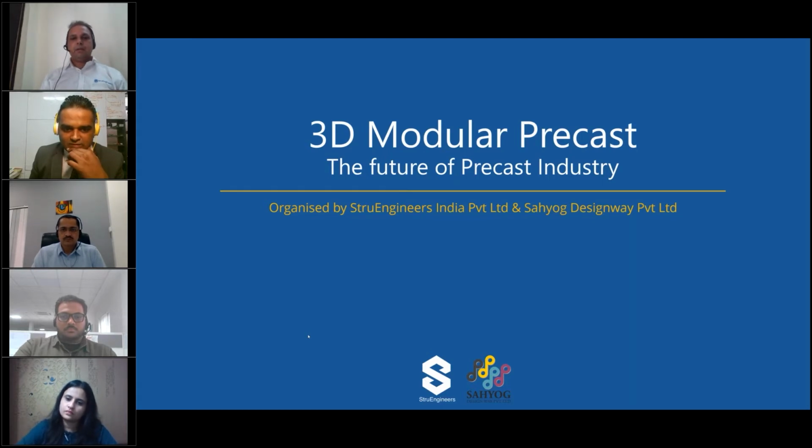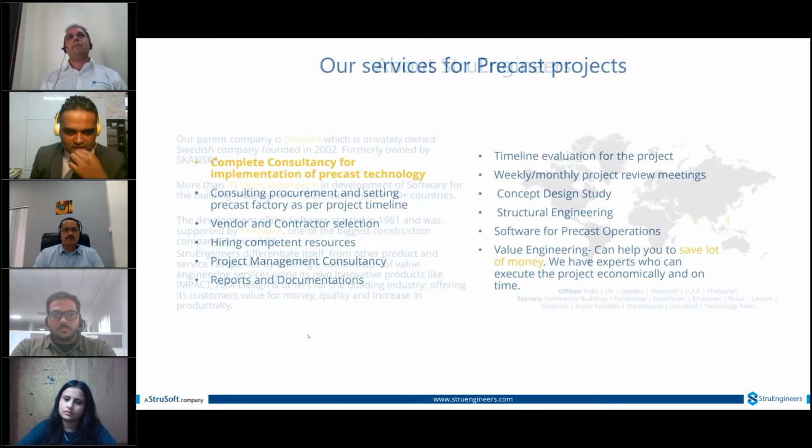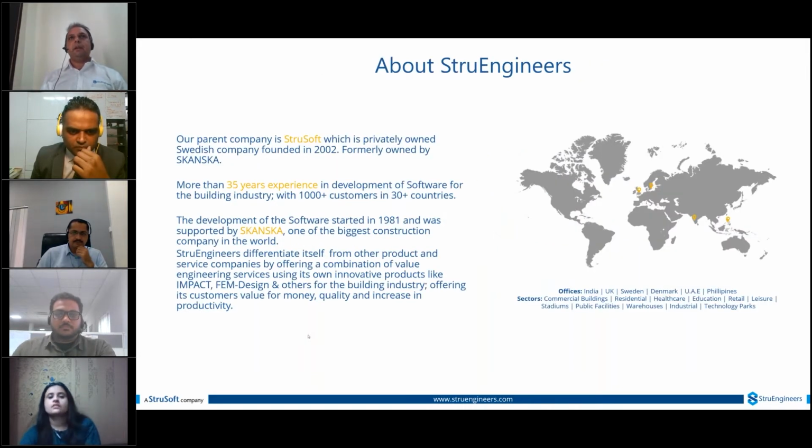So the agenda is to give people awareness about 3D precast, and we will show a case study where we did the complete master layout of around a 200-acre township, and how we were able to make the structural design for these 3D modules. So I think we can start now.